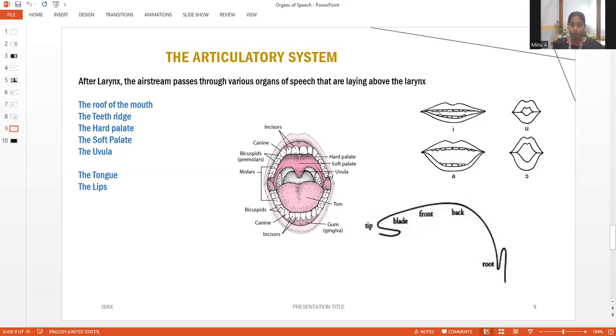If we are lowering the soft palate, what is happening? The oral passage is getting blocked at some point. The air is passing only through the nasal cavity, creating nasal sounds. And we can create nasalized sounds also, because we are keeping our soft palate in such a position that the air from the lungs escapes simultaneously through the nose and the mouth, and that creates a nasalized sound.